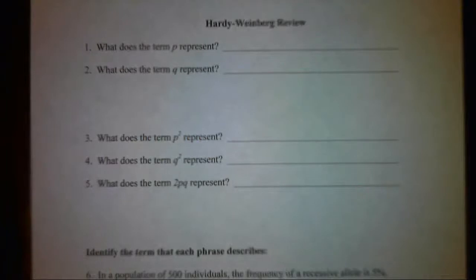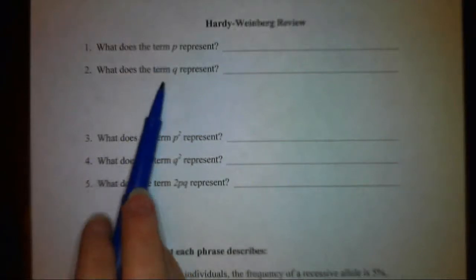Okay, in this video I'm going to review the Hardy-Weinberg variables and what they mean. One of the hardest things about Hardy-Weinberg problems is understanding what variable the word problem is telling you and what variable the word problem is asking for. So this is the first step in understanding Hardy-Weinberg problems.